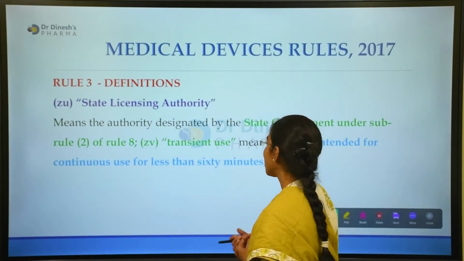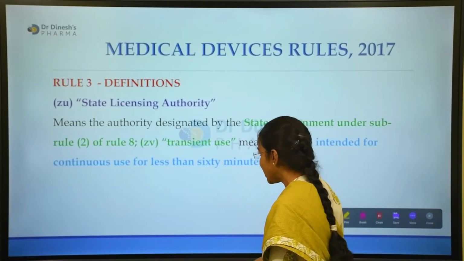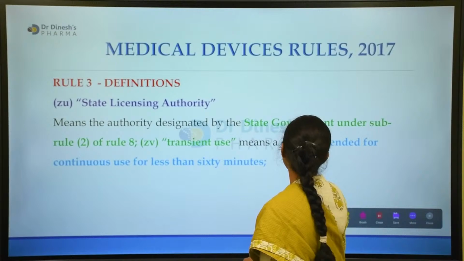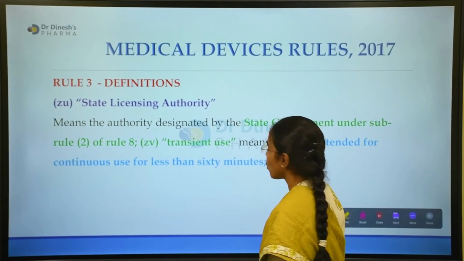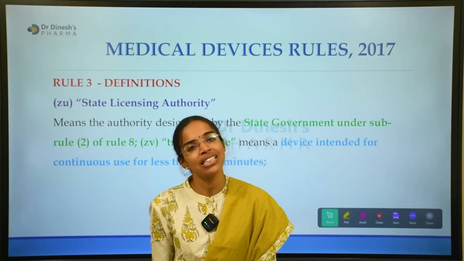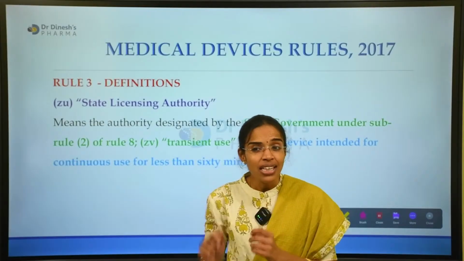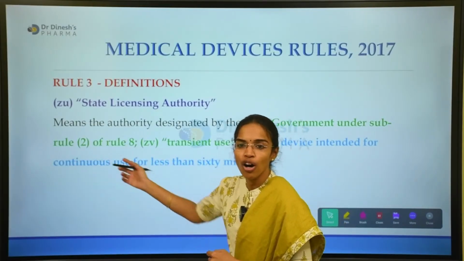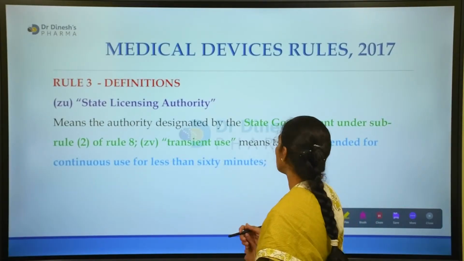And the state licensing authority is deemed something under Rule 2 of Rule 8. For transient use, the authority designated, the state licensing authority, is the one designated by the state government under Rule 2 of Rule 8.